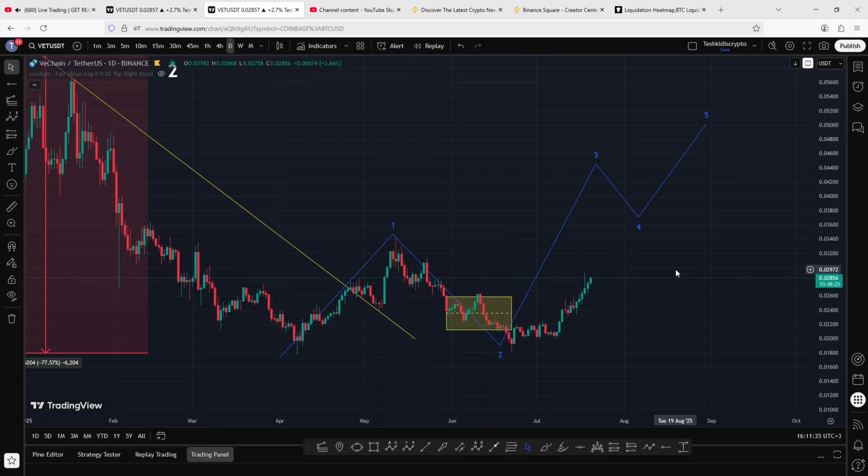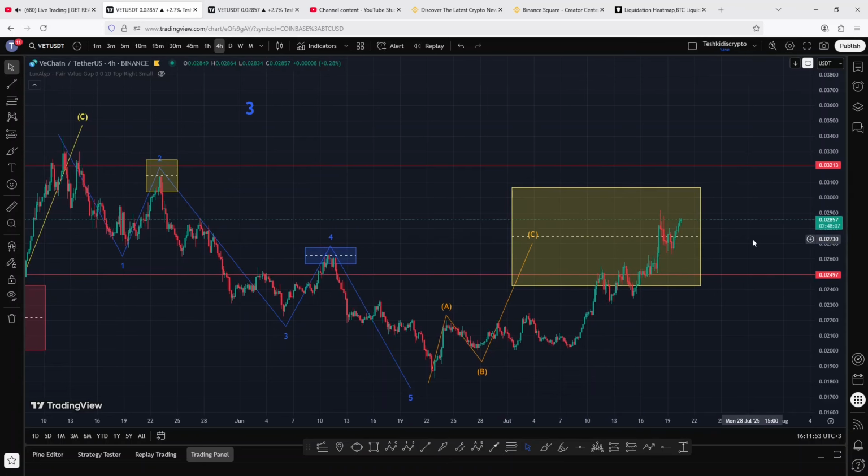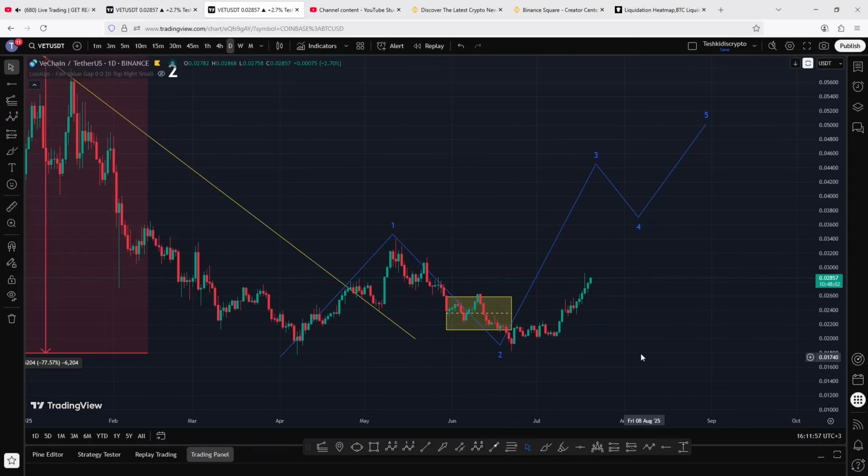VeChain, at the time of this recording, continues to see higher prices, and in today's update video I will be discussing reasons why we can easily get back above the 0.04 mark in the next coming hours, and above all discuss the key areas of resistance that we need to see a break above in the short term. So make sure that you stick around till the end of the video.